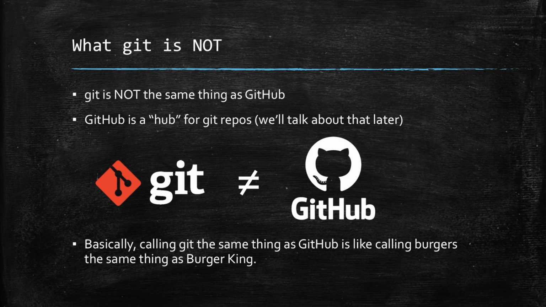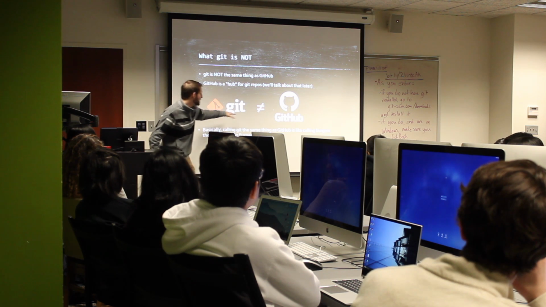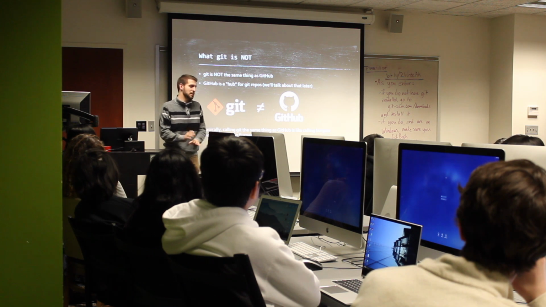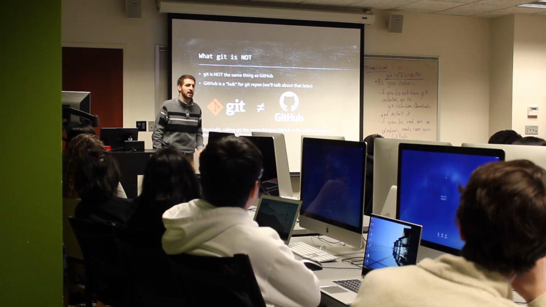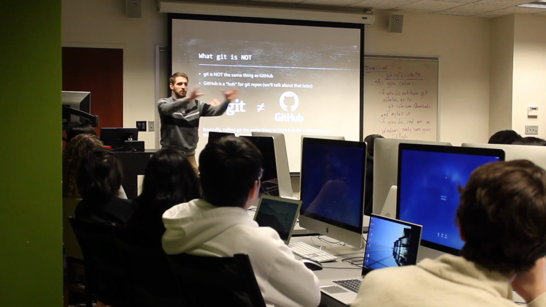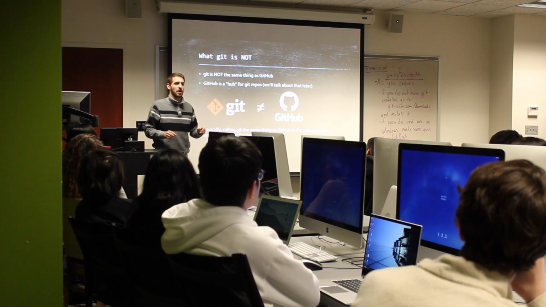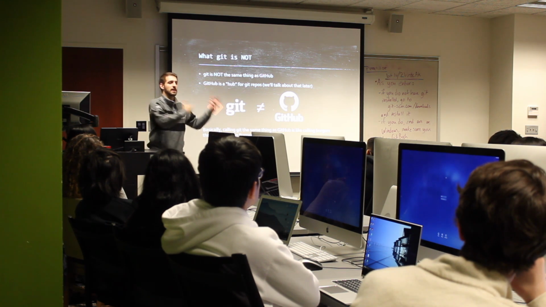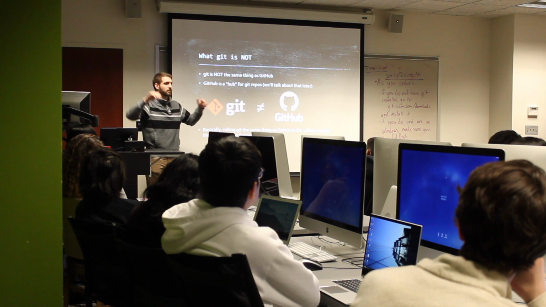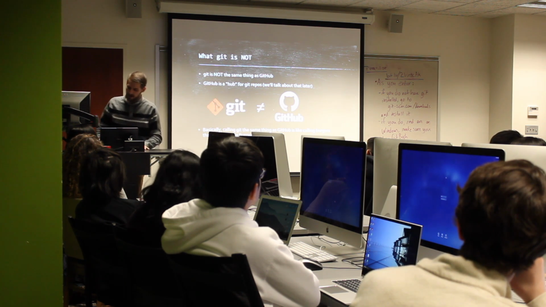Brief point here. This is often a point of confusion with people. Git is not the same thing as GitHub. GitHub is a hub for repos. We'll talk about what a repository or a repo is later, but for now, just note that Git and GitHub are not the same thing. The relationship is kind of like Burger King. You wouldn't say burgers and Burger King are pretty much the same thing. No, no, no. Burger King's a place where you go to get burgers, but you don't eat Burger King. It doesn't make any sense. You don't say on your resume, "I know GitHub." That would be silly. You know Git, which is software you might use with GitHub. And we'll talk about GitHub somewhat towards the end, hopefully.